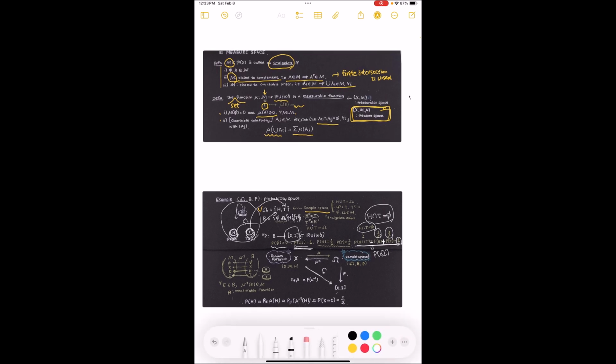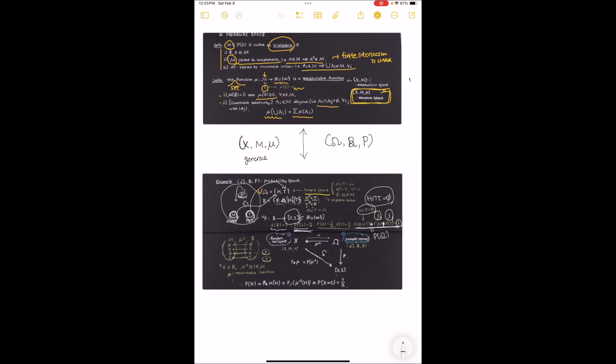So when you compare to a sigma algebra, this is a general measure space, and consider an omega sample space, a sigma algebra, and a probability. We can check that a probability space is an example of a measure space.